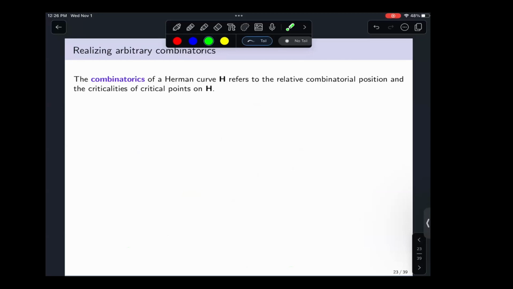And this requires me to talk about the notion of combinatorics. So if I have a Herman curve, the combinatorics will refer to the relative combinatorial position as well as the criticality of the critical points. So what does this mean? Suppose it has 3 critical points, 1, 2, 3. If I take the pre-images, then it will allow me to count how many of them are there.